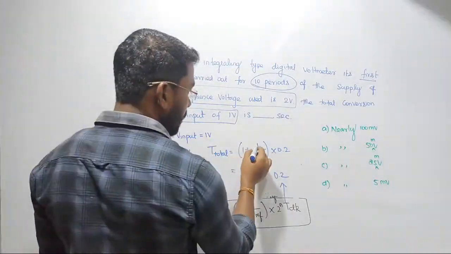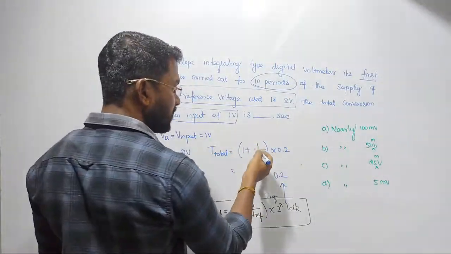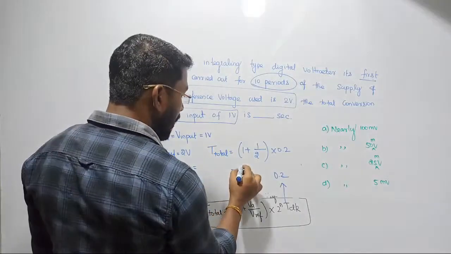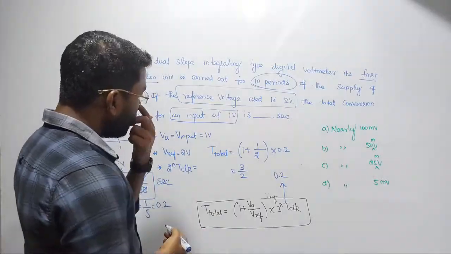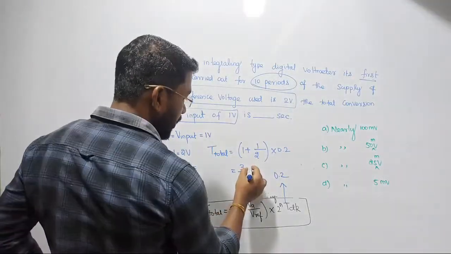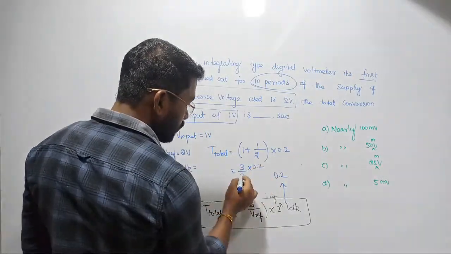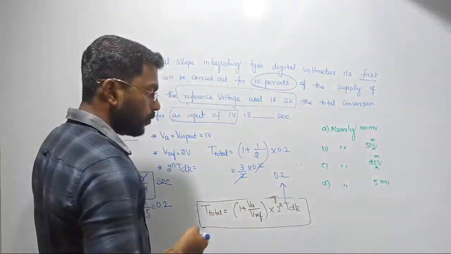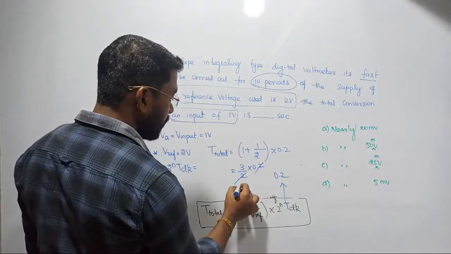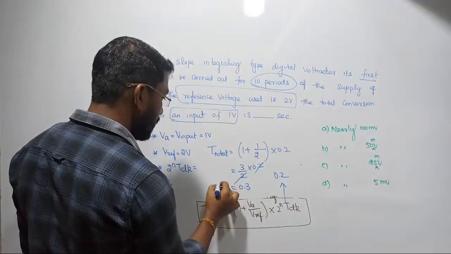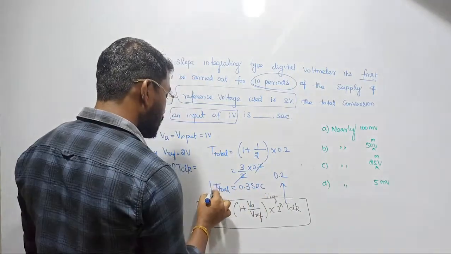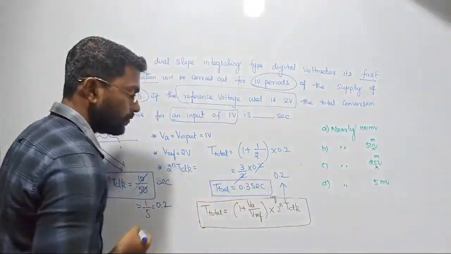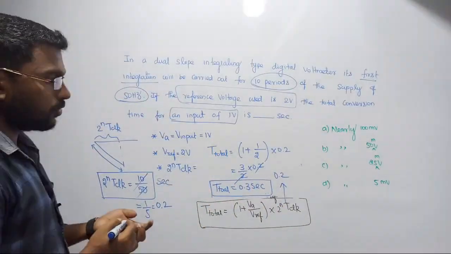That will be equal to 1 plus 1 by 2, which is 0.5. So 1 plus 0.5 will become 1.5, or we can say 3 by 2. Whichever you want, you can consider. That is, 1.5 is 3 by 2 only. Into 0.2. So 0.2 divided by 2 becomes 0.1. 0.1 into 3 will become 0.3, right? So that is the total time period. 0.3 seconds we are taking. That is the total conversion time of the dual slope integrator. Just observe. Clear? I hope things are clear.